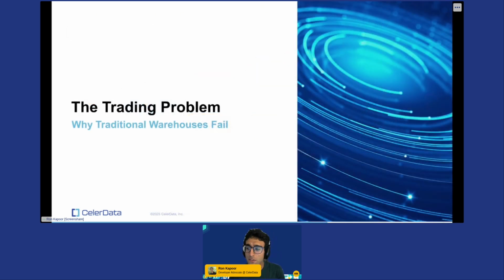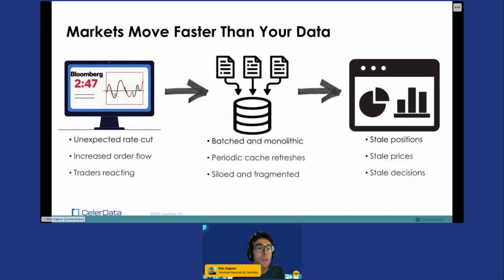So what is the trading problem, or the issues that regular traditional warehouses have? Well, let's walk through an example. Say it's sometime in the afternoon. Let's pick a time, like 2:47 p.m. to be specific. And the Fed announces some sort of rate cut. It's very speculative these days, but let's say they do a rate cut. And within seconds, you have increased order flow because models and traders are reacting to this new information. But your infrastructure isn't really built for it.